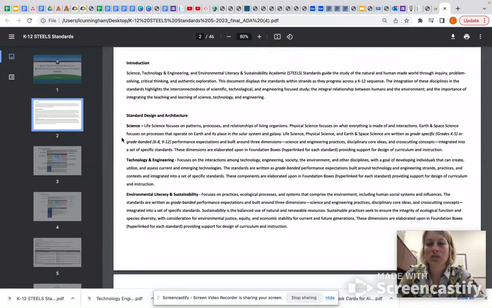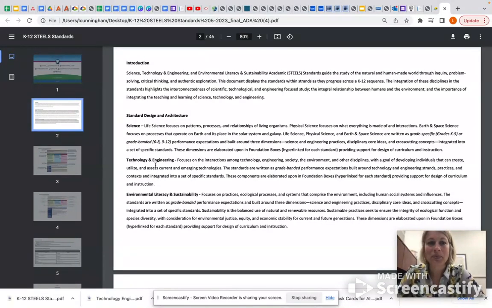Life science, physical science, and earth and space science are written as grade-specific, grades K to 5, or grade-banded 6 to 8, 9 to 12 performance expectations and built around 3 dimensions: science and engineering practices, disciplinary core ideas, and cross-cutting concepts that are integrated into a set of specific standards. These dimensions are elaborated upon in foundation boxes, which are hyperlinked for each standard, providing support for design of curriculum and instruction.